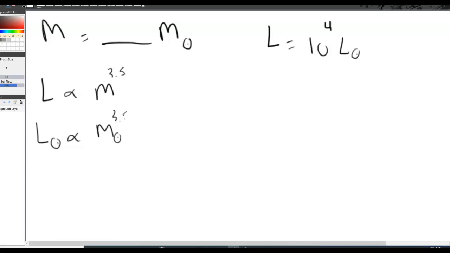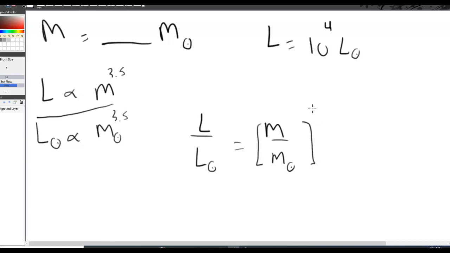So I write down my two relations. I divide these two to get my equation, just like so. And now the only difference is now I have the left side, but I don't have the right side. And in fact, I want to find that part inside the brackets. So I need to do a little bit of math.